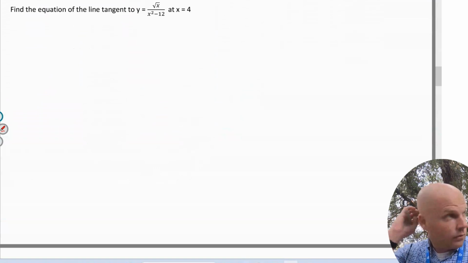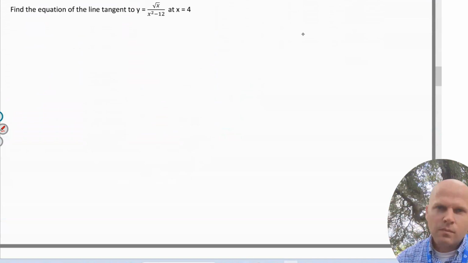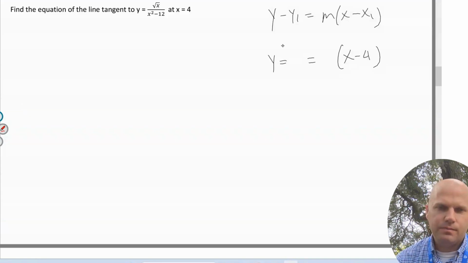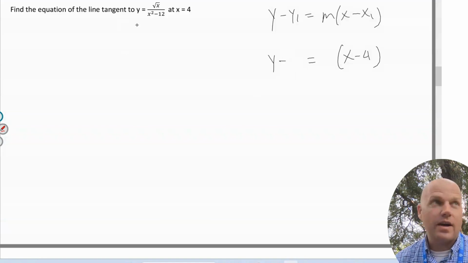Fun. Let's do another one. So I want an equation of a tangent line. I have the x value. I need a y value and an m value. Let's find the y value.